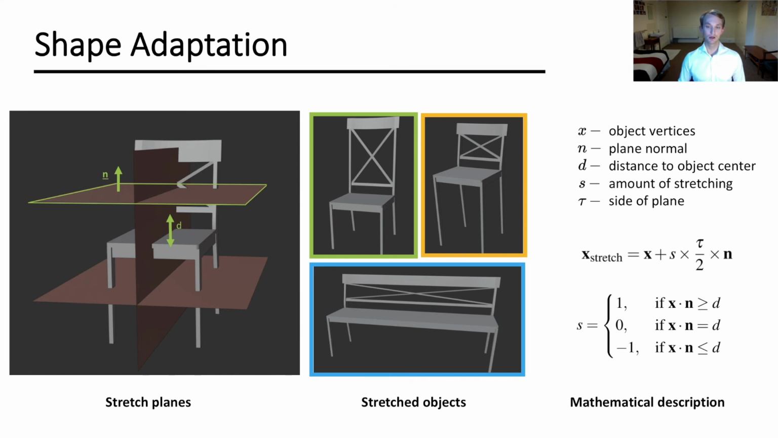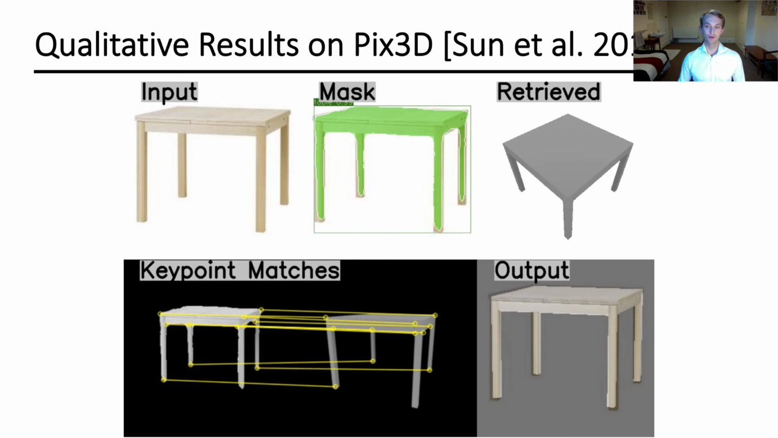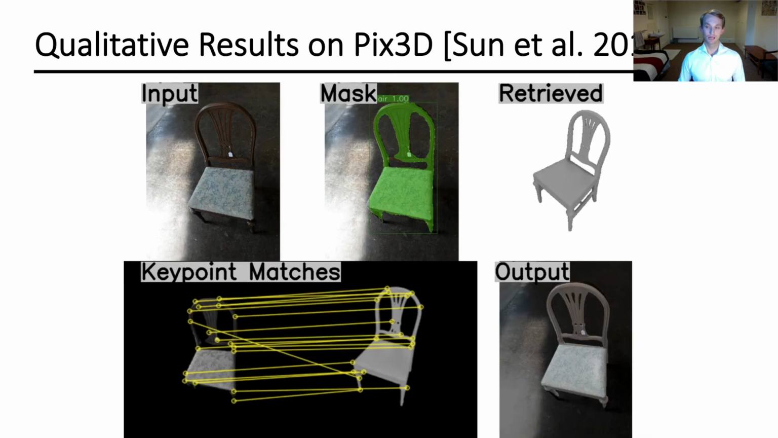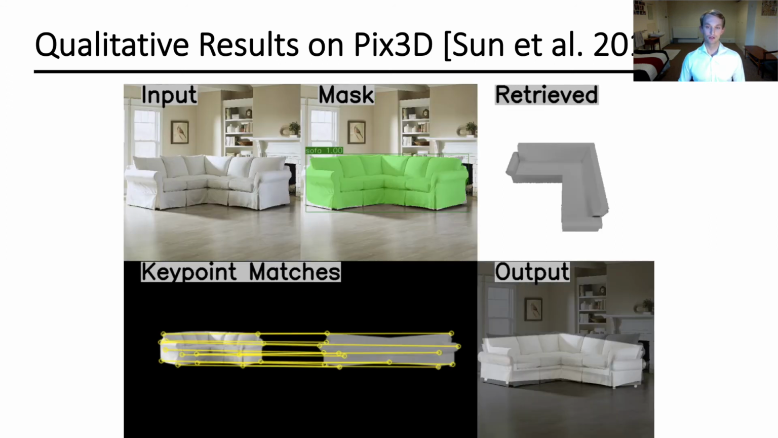We show results here where we optimize over just the pose of the objects. Keypoint matches allow us to make very accurate shape and pose estimates.